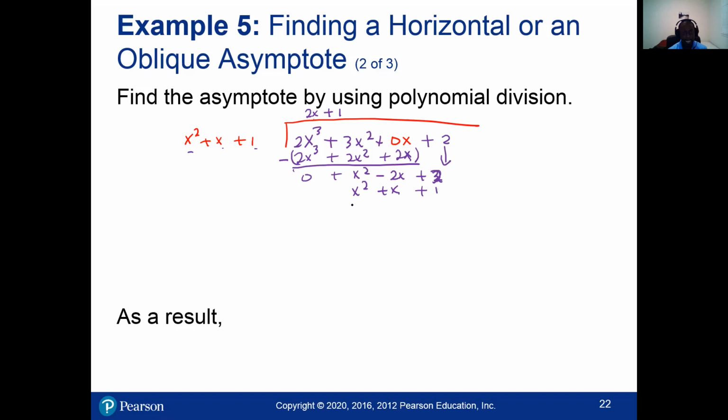So when you do this, let's subtract them again. This is 0. This is minus, so we have minus 2x minus x, which is minus 3x. And we have 2 minus 1, which is 1. So this is your remainder.